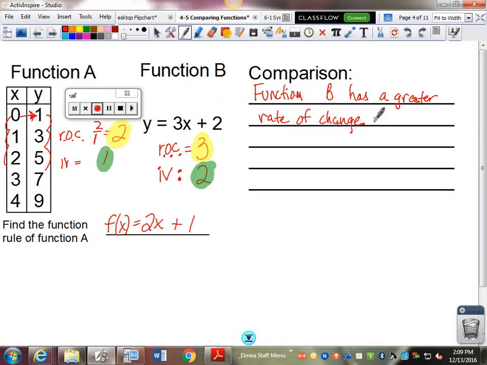So we could say function b also has the greater initial value. My pen is not working very well. I apologize.